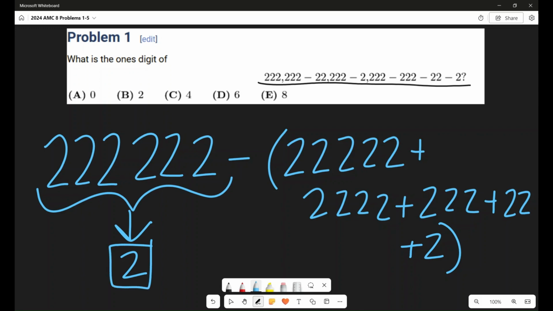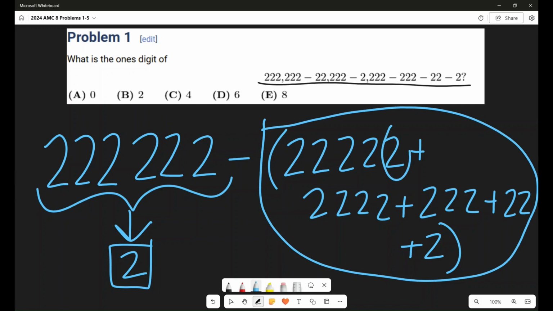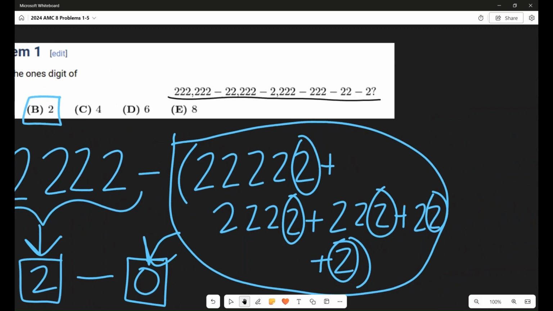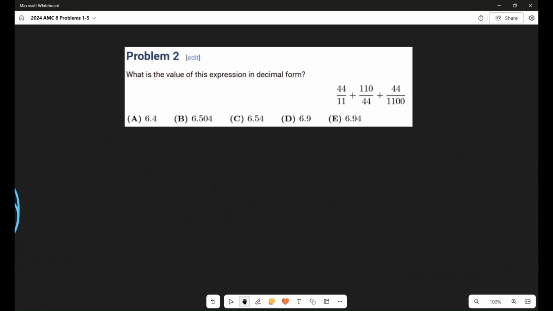and the ones digit of this here is the sum of the ones digits of all of these numbers. So there's 5 numbers. Each of them has a ones digit of 2. So that gives a total of 10, which has a ones digit of 0. And when you subtract 0 from 2, you get B, 2. So let's keep it moving.